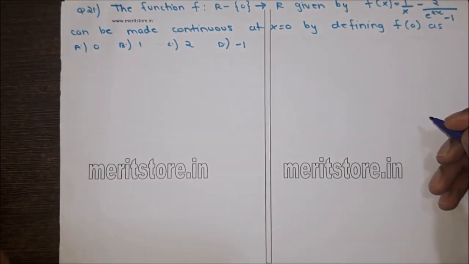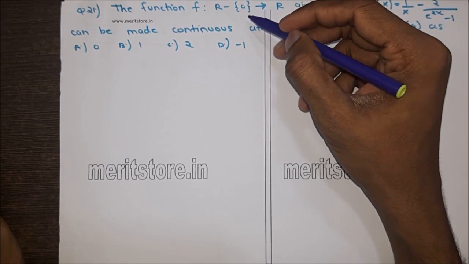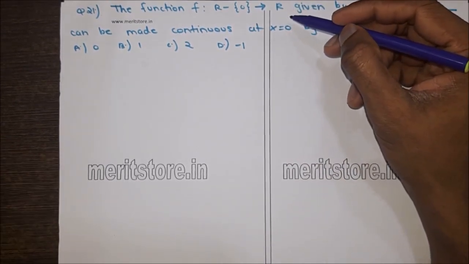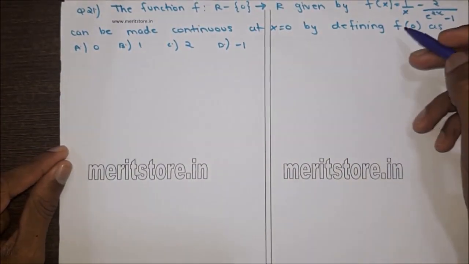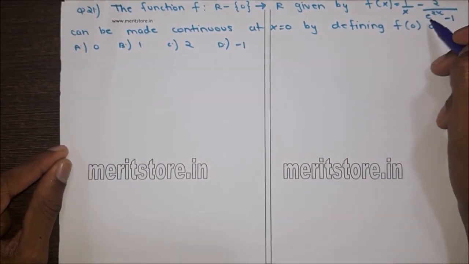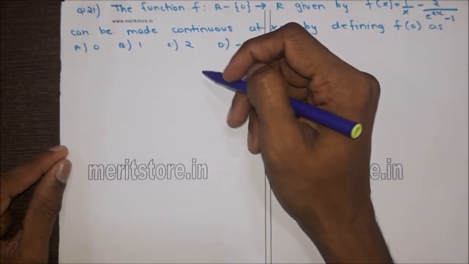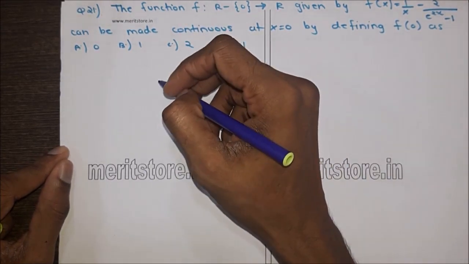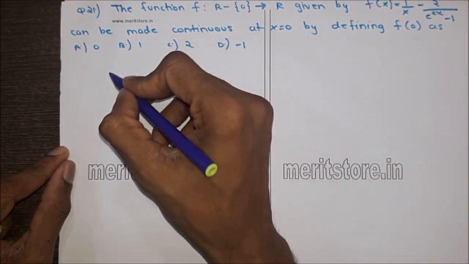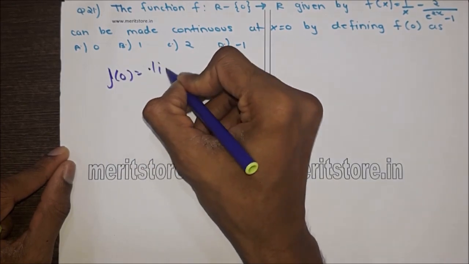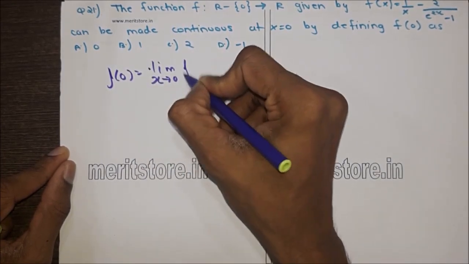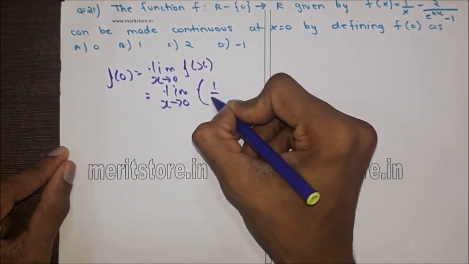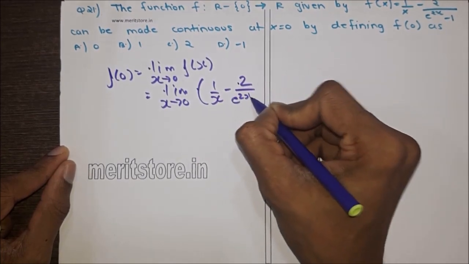Question 21. The function f from R minus 0 to R given by f of x equals 1 by x minus 2 upon e raised to 2x minus 1 can be made continuous at x equals 0 by defining f of 0 as, we are given 4 options. Since f of x is continuous at x equals 0, we get f of 0 equal to the limit as x approaches 0 of f of x, where we can write this as the limit as x approaches 0 of 1 by x minus 2 upon e raised to 2x minus 1.